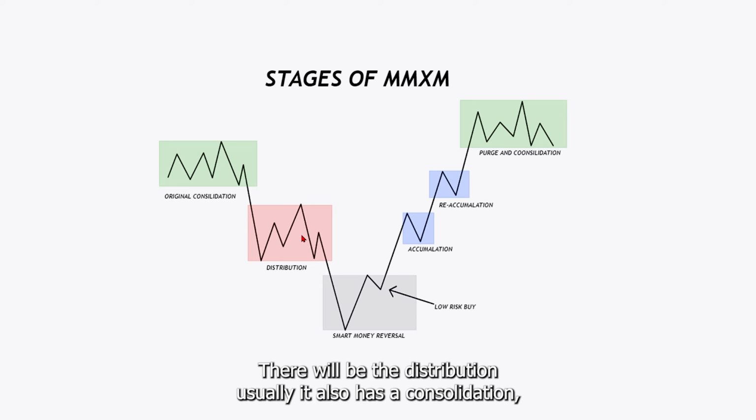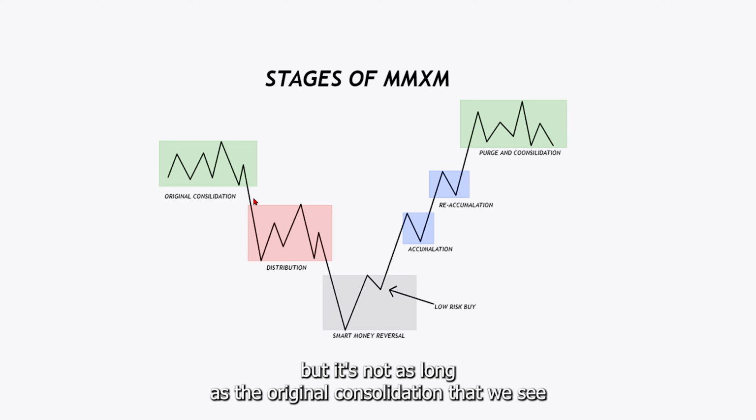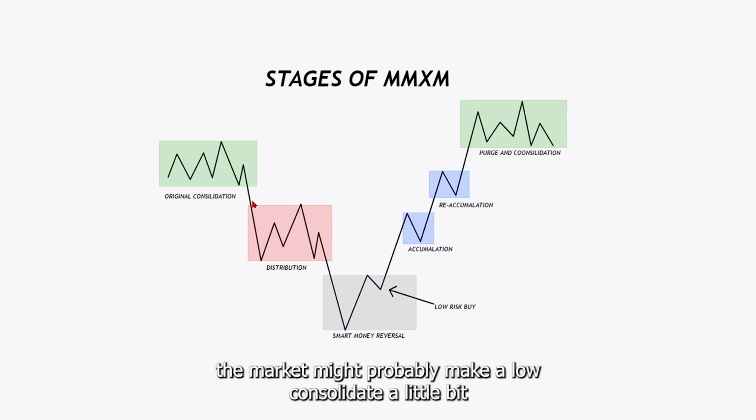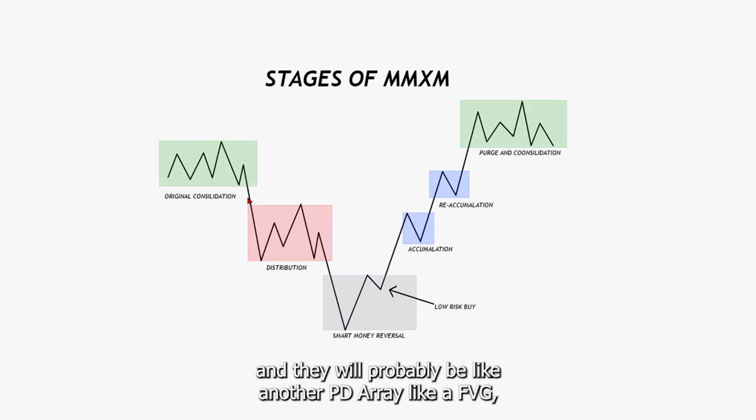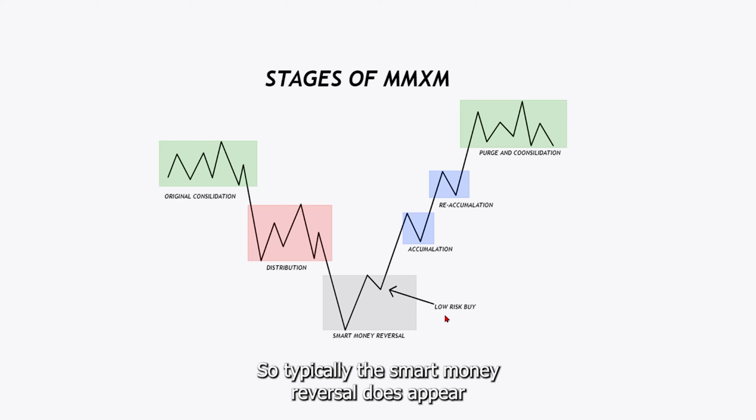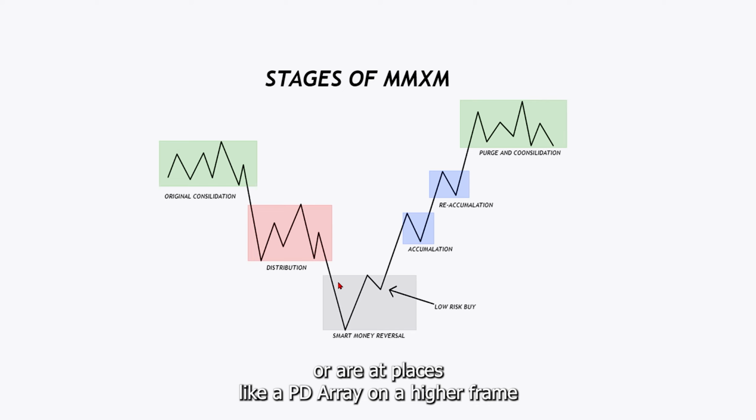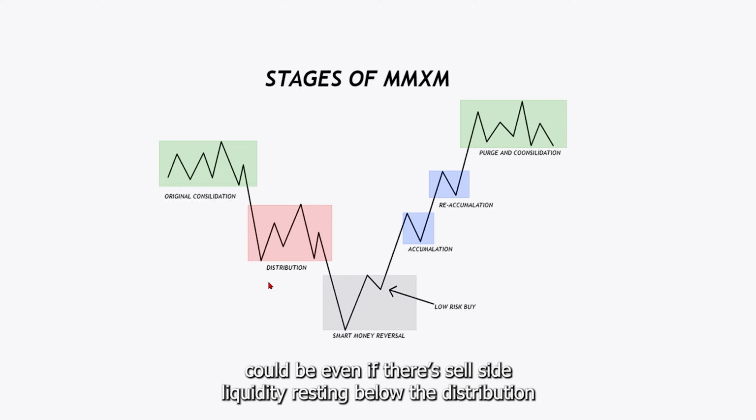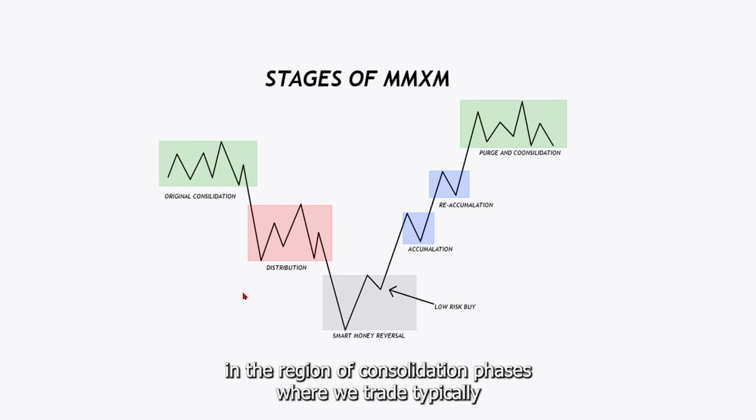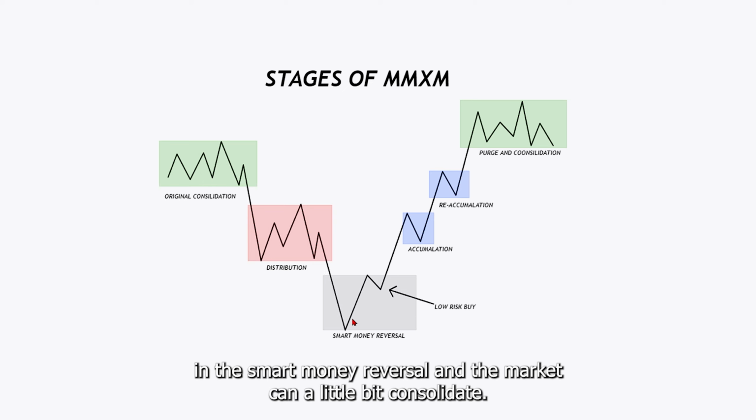Usually it also has a consolidation, but it's not as long as the original consolidation. The market might make a low, consolidate a little bit, and then there will probably be another PD array, like a fair value gap, that price trades back into, taking out maybe a lower high, and then we see continuation to the downside where we have our smart money reversal. Typically the smart money reversal appears at places like a PD array on a higher time frame, or even where there's sell side liquidity resting below the distribution in the original consolidation phases. We trade into it, and the market can consolidate a little bit.